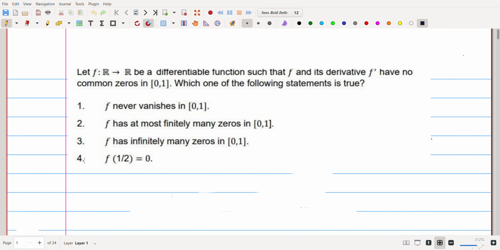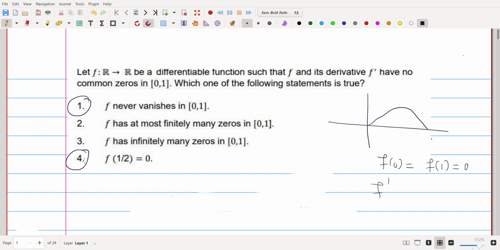So observe that the first option and the fourth one are clearly not true. Why? Because if you take a function like this, just draw a graph, say f of 0 equals f of 1 equals 0, and at some point c, f prime of c is 0. Then f and f prime have different zeros, they have no common zeros in [0,1], and also f of half is not equal to 0. So clearly these two statements are false.